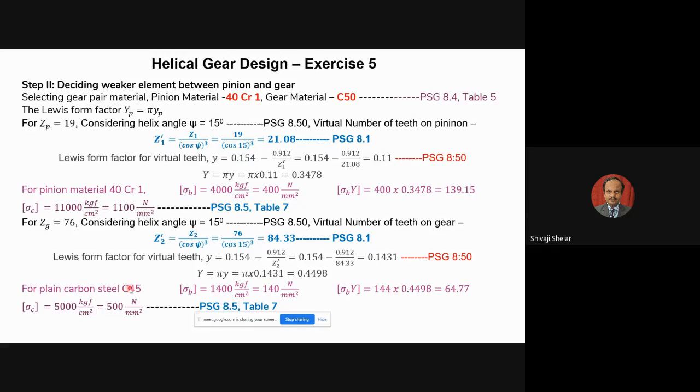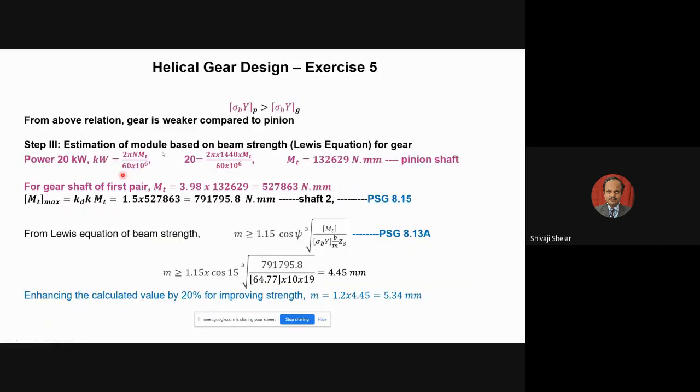So if we go to the next slide, here, sigma B Y for pinion is greater than sigma B Y for gear. So from the above relation, gear is weaker compared to pinion. So now we are going to the calculation of module, which will be applied for gear here.